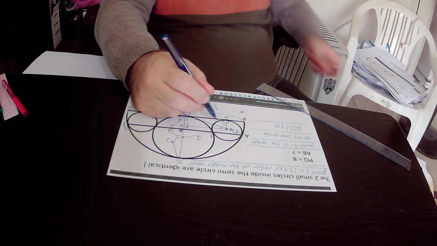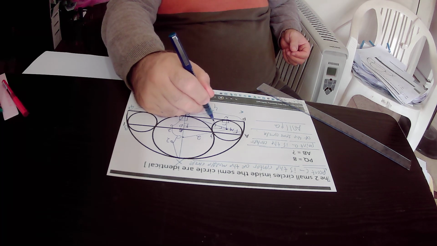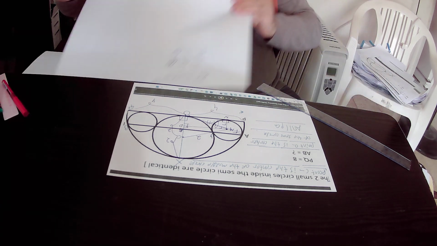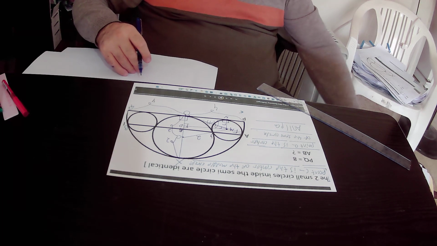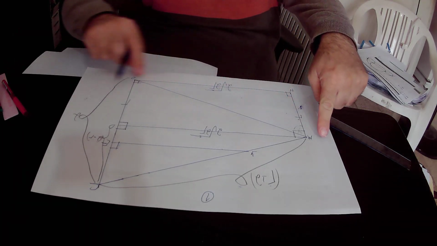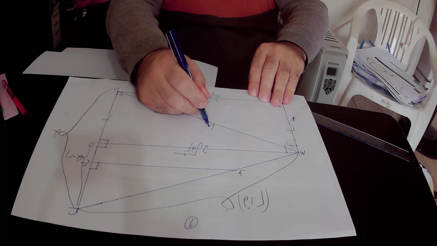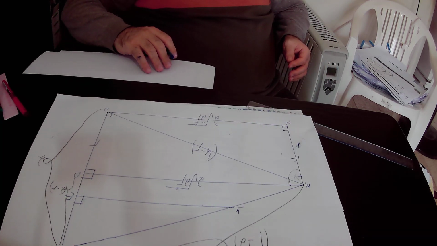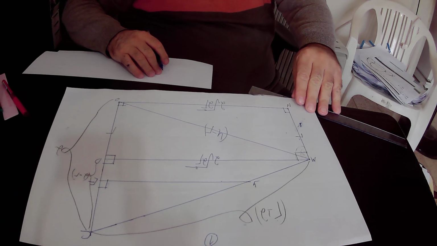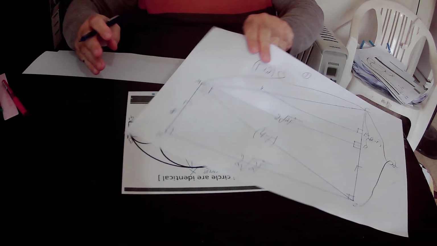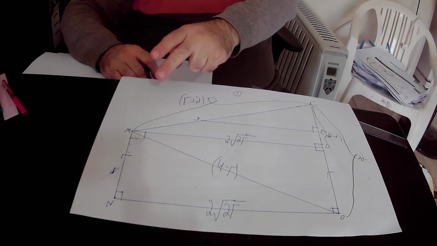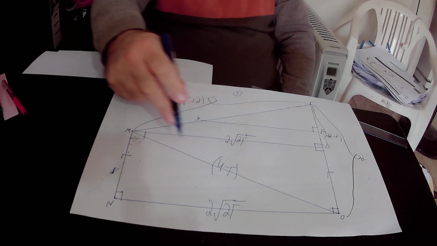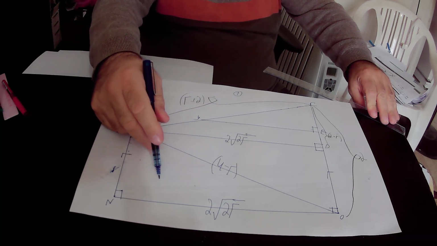So we can write here that MO equals 4 minus R. Okay? So, in the next step, we will focus on the right triangle MNO. Okay, on this right triangle MNO.